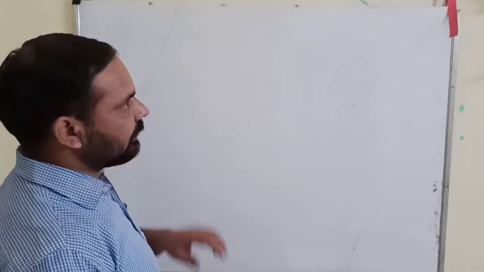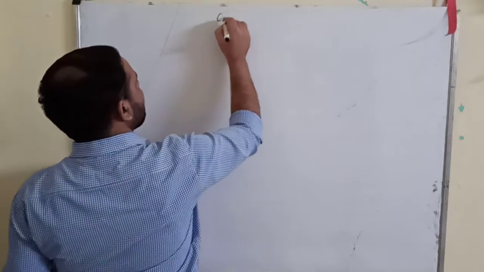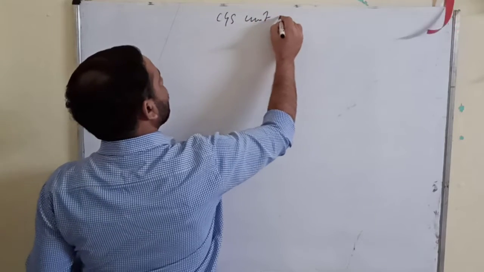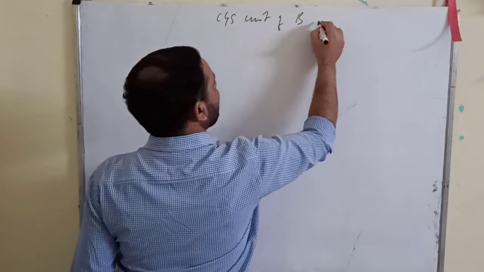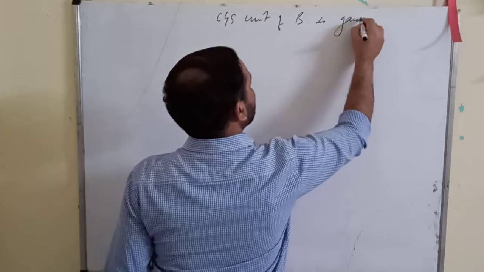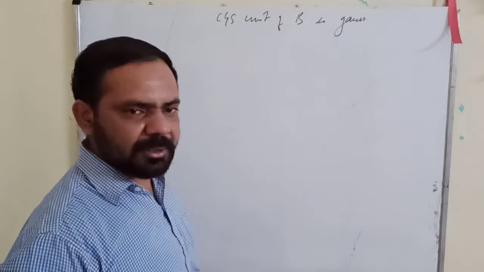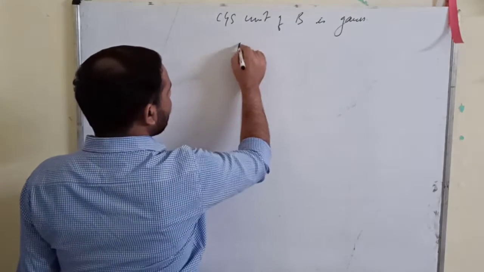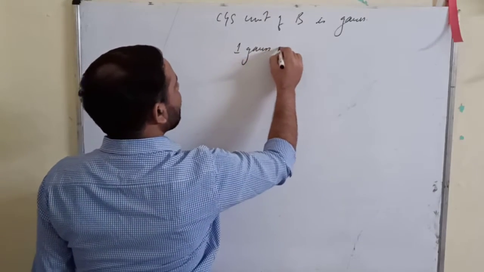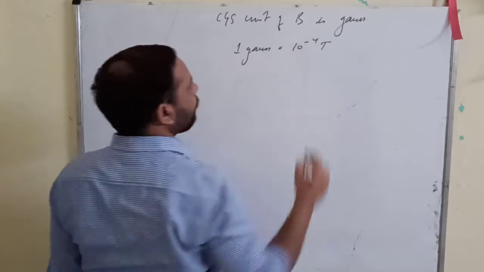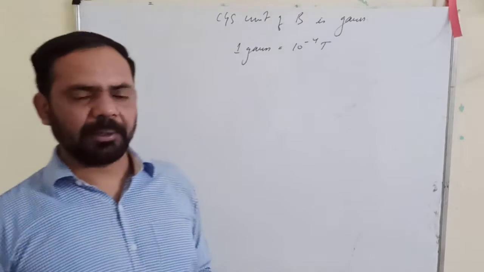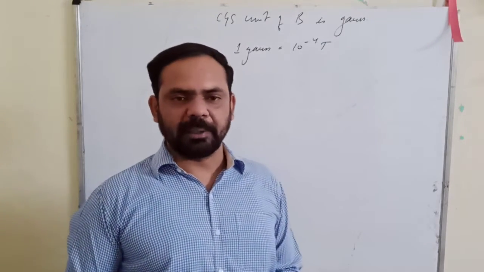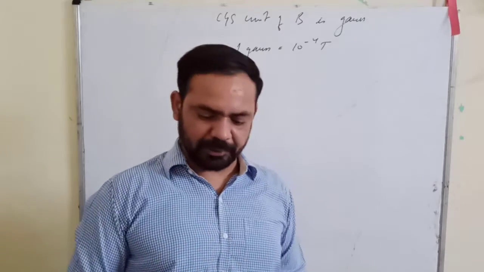And the CGS unit of magnetic field is Gauss. The SI unit is Tesla and the CGS unit is Gauss, and one Gauss is equal to 10⁻⁴ Tesla. This I am just telling you for solving numericals, for the conversion of units.